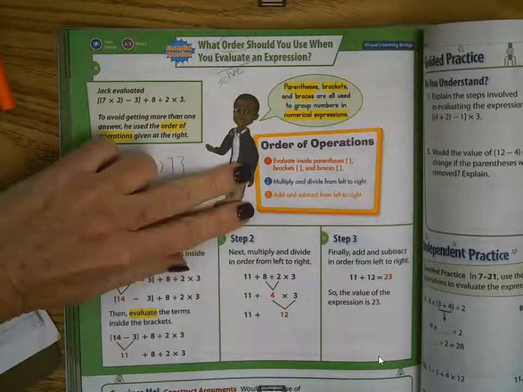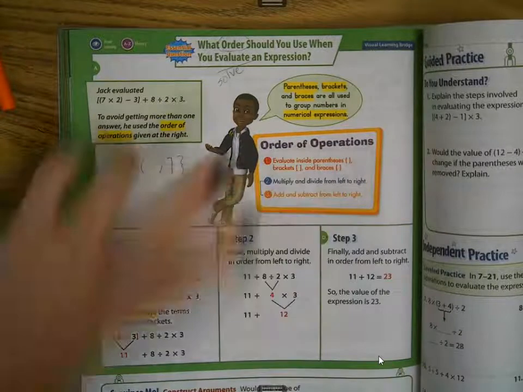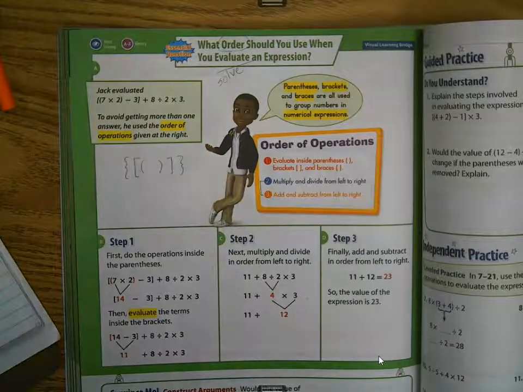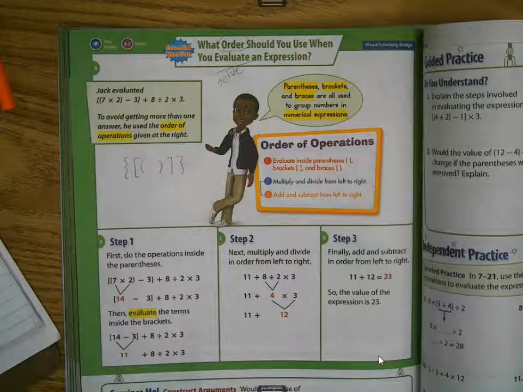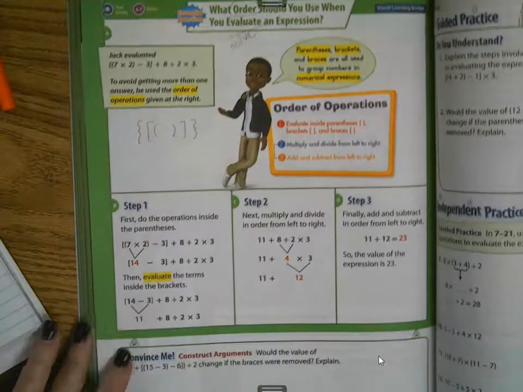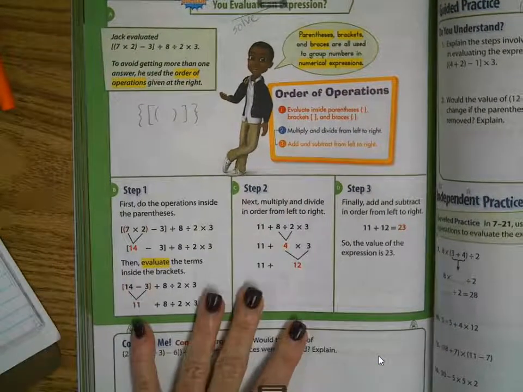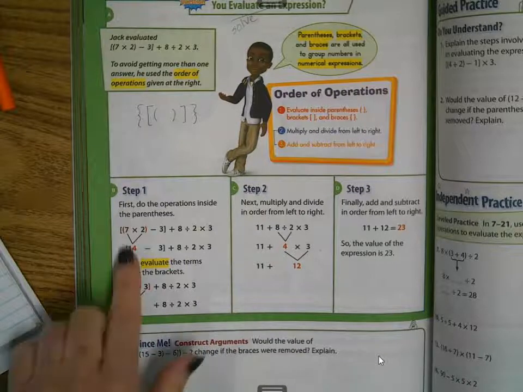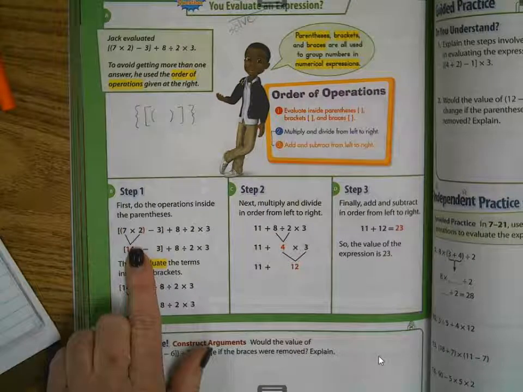And just like reading a book, these two are going to be completed left to right. So without any further discussion, let's just do some. So step 1, following the order of operations, first we're going to take care of evaluating what's in the parentheses.